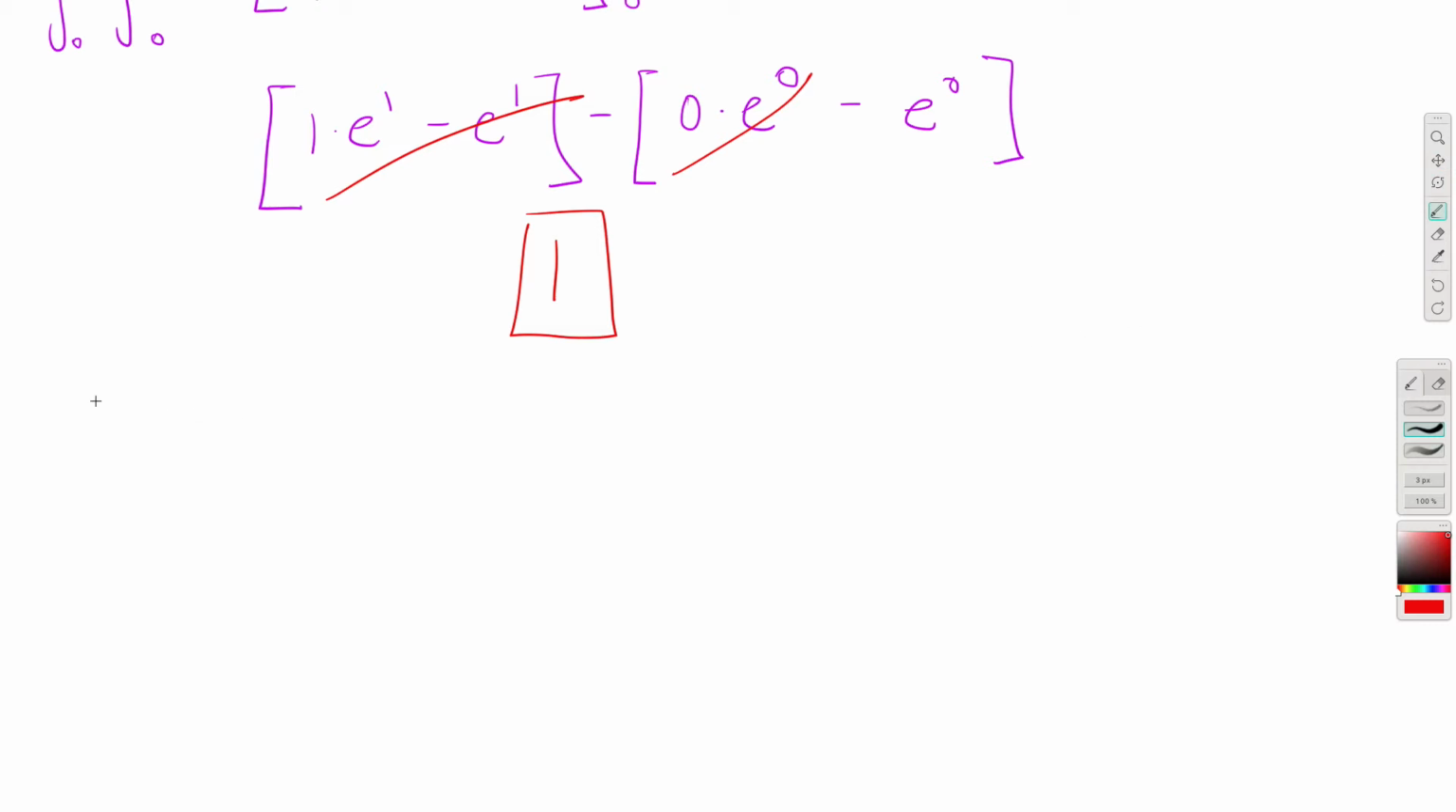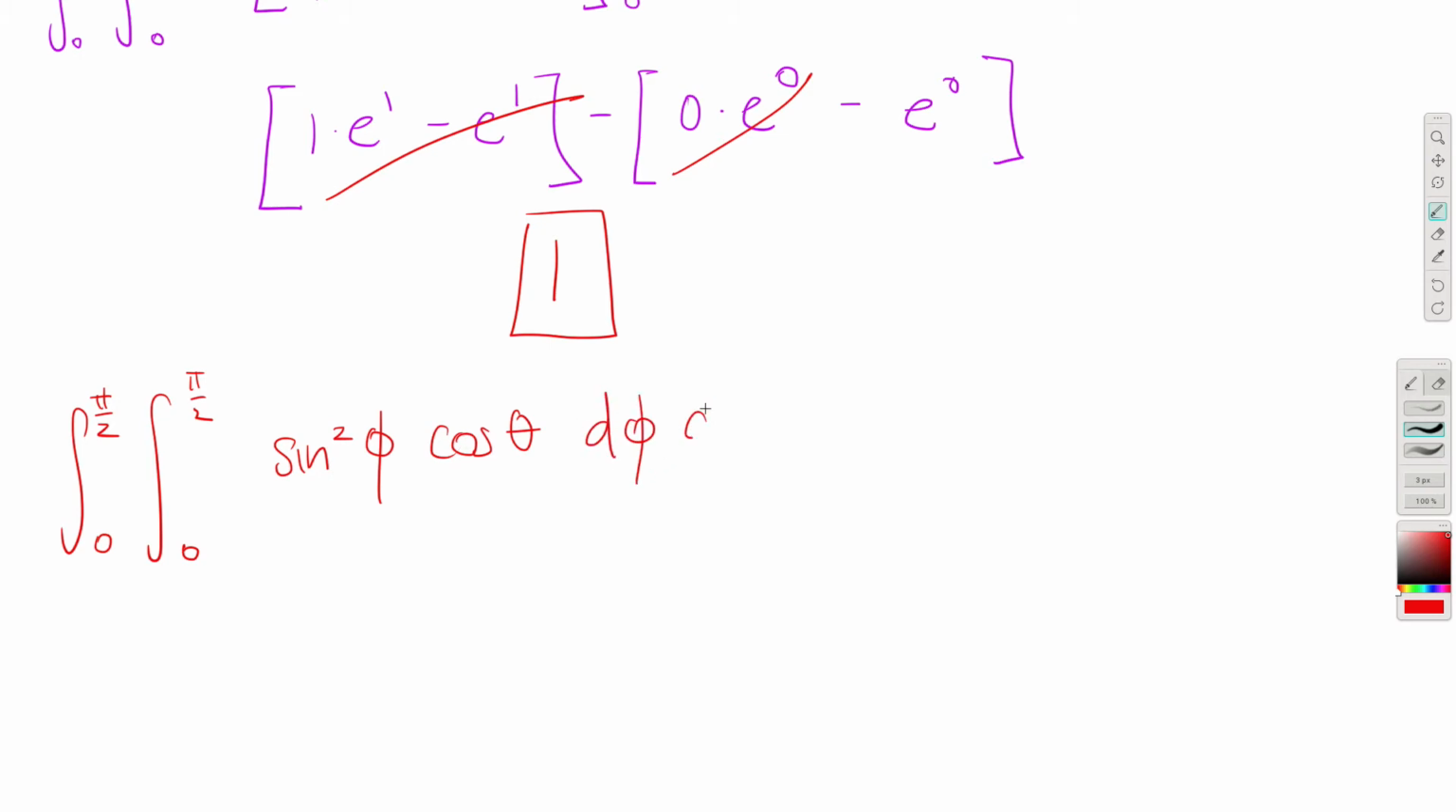Alright, so let's rewrite it. So you've got pi on 2, 0. That one's gone away. So now you got sine squared phi cos theta d phi d theta. Alright, so this is where you have to remember some trig identities.